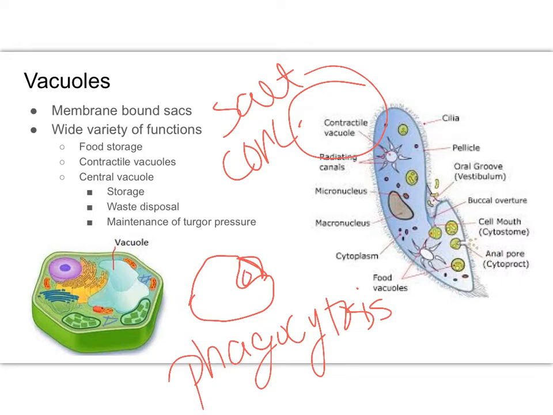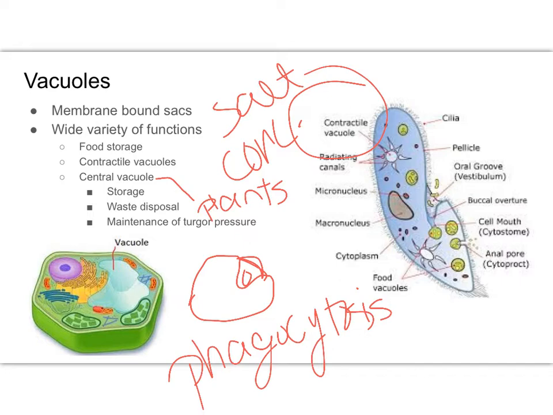Remember, these organisms are living in a water environment, okay? And so a lot of times they are in a hypotonic environment, and so water is moving into the organism, and so they need to pump out the extra water. In plants, we have a central vacuole, which is found only in plants. Again, it's not found in animal cells. That central vacuole will do a variety of things.